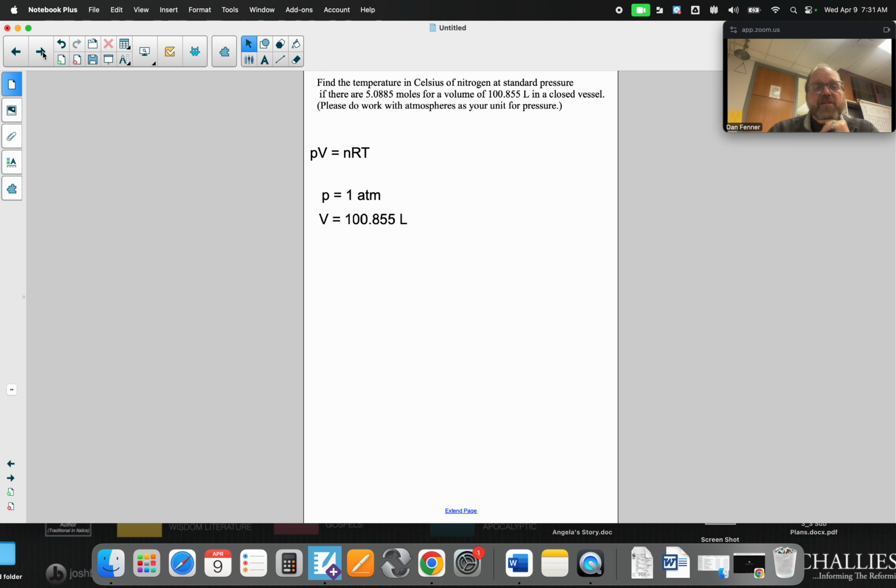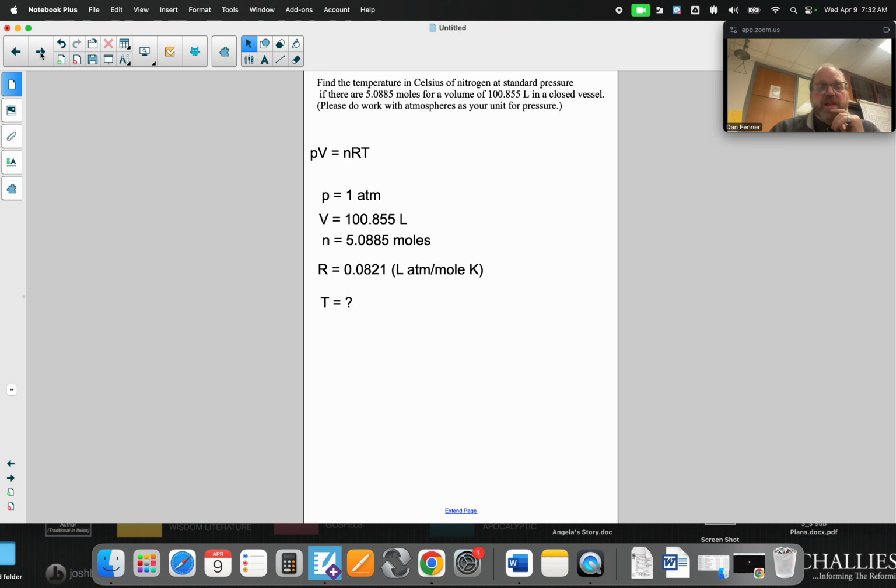All right. V, 100.855 liters. And n, 5.0885 moles. Now, R, which gas law constant we're going to use: because we're dealing with atmospheres, it's going to be 0.0821 liters atmospheres per mole Kelvin. And T, the temperature, is unknown. That's what we're looking for.